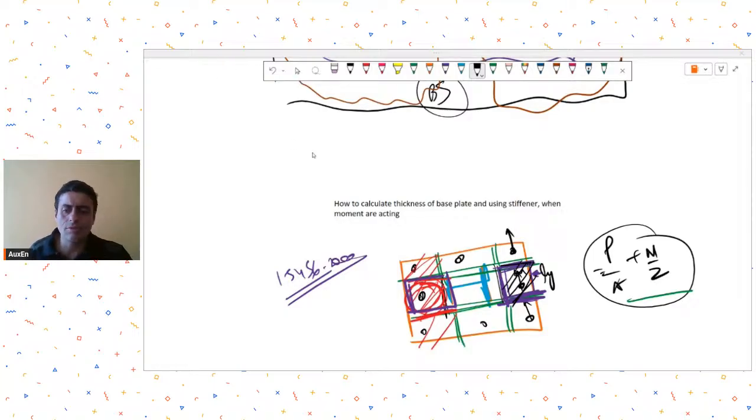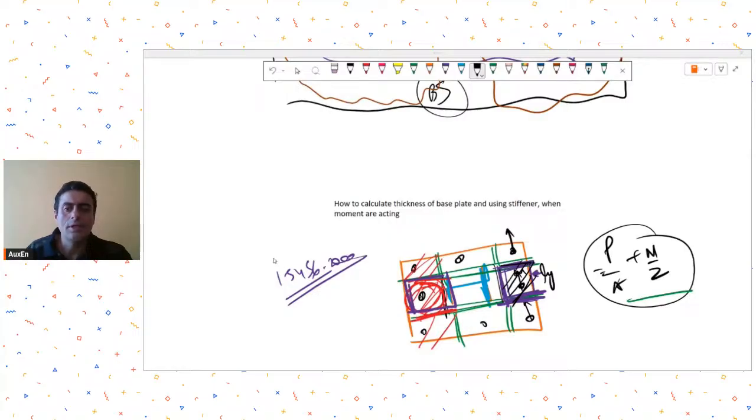Okay, so for stiffeners, this is an approximate way that you can use. These processes are given in textbooks also, so you can refer to any good textbook and you will find a similar process given over there.